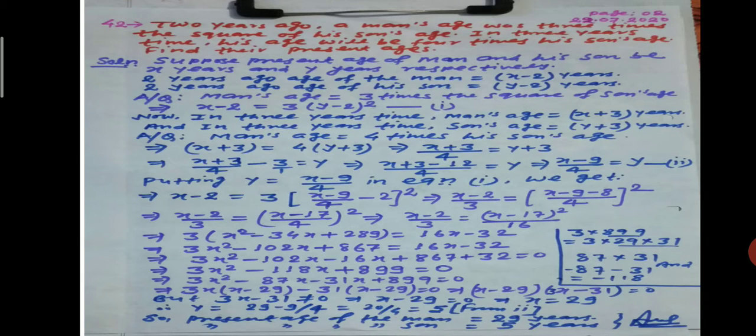Now let us see question number 42. Question number 42 is: 2 years ago a man's age was 3 times the square of his son's age.